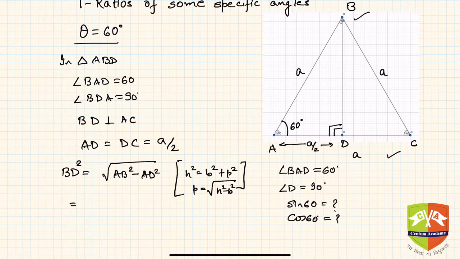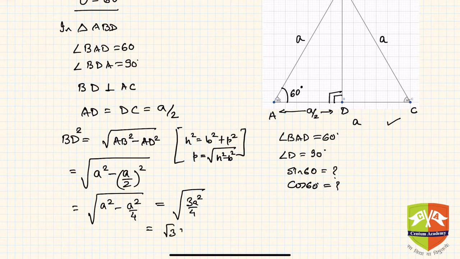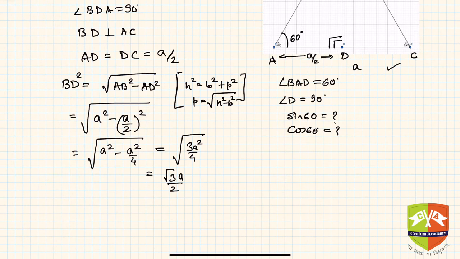So BD is nothing but under root AB square, which is A square, minus AD, which is A by 2 whole square. That is nothing but A square minus A square by 4, which is equal to root of 3A square by 4, which can be written as root 3A by 2. Correct?